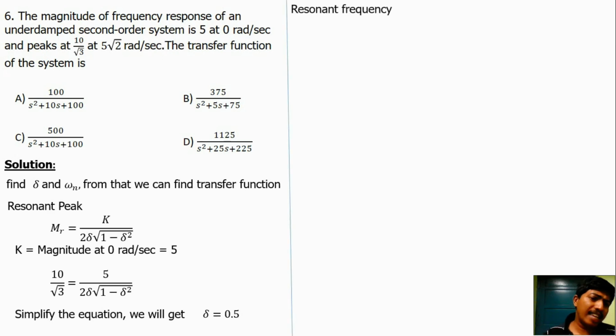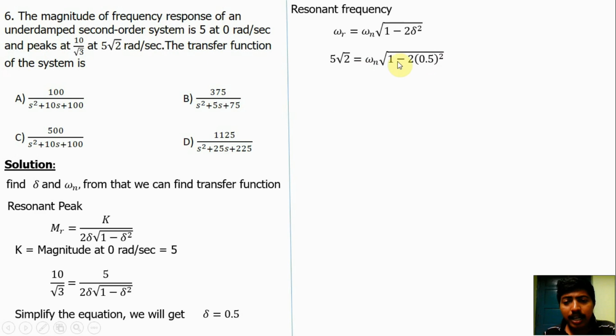The resonant frequency is given as 5 root 2 radian per second. The formula for the resonant frequency, omega r, is equal to omega n root of 1 minus 2δ². The δ value is known, 0.5. Substitute here and you can find the omega n value. The omega r value is 5 root 2. So substituting here, we will get omega n equal to 10 radian per second. The δ value and omega n value are known.